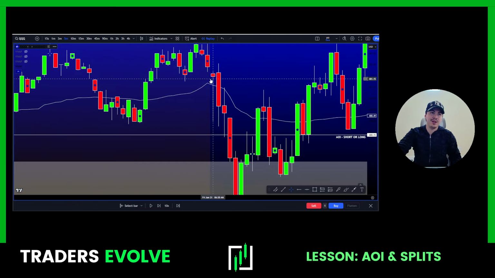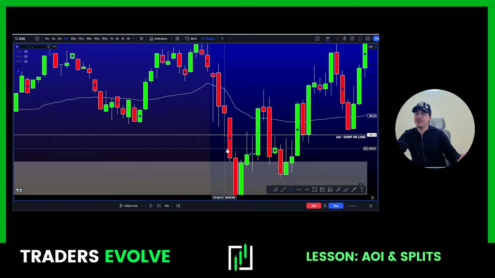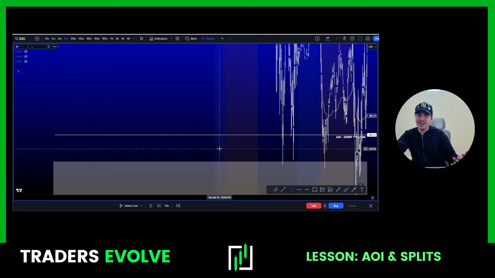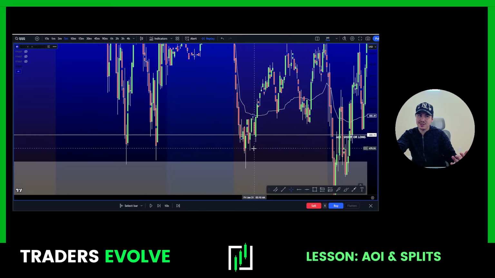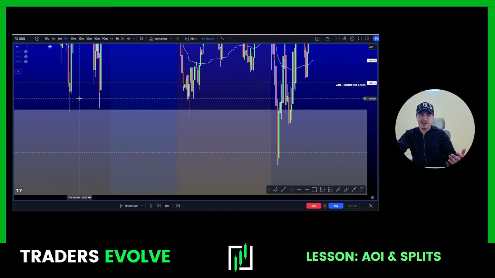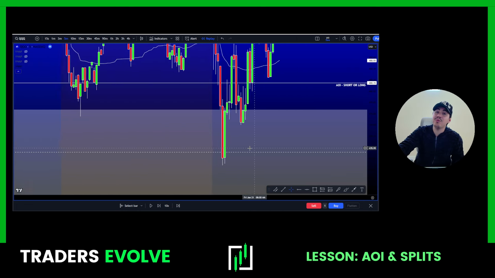In this example here, we have all the momentum to the downside and we have a big gap between the AOI and the zone. Use your common sense. What do you think is most likely going to happen? We're going to probably fill the imbalance here, okay? There's an imbalance below, I would say, around this area. And once we break that, we fill all the way to 50%.